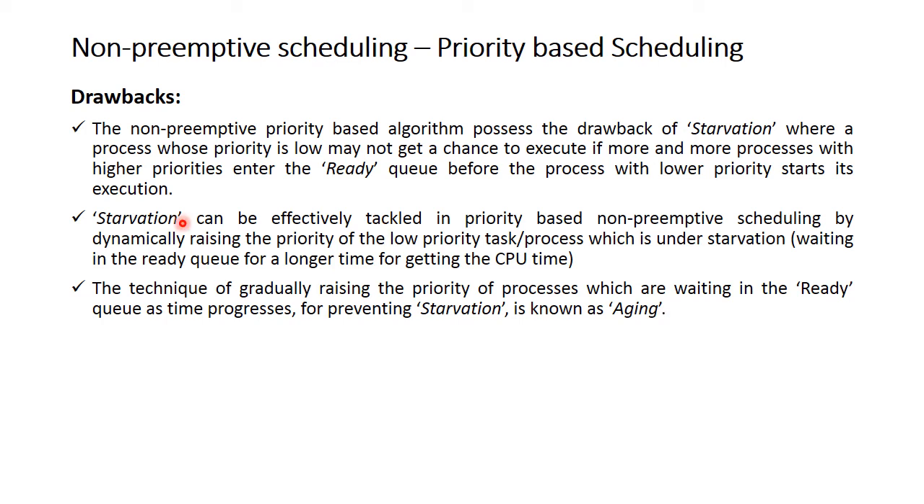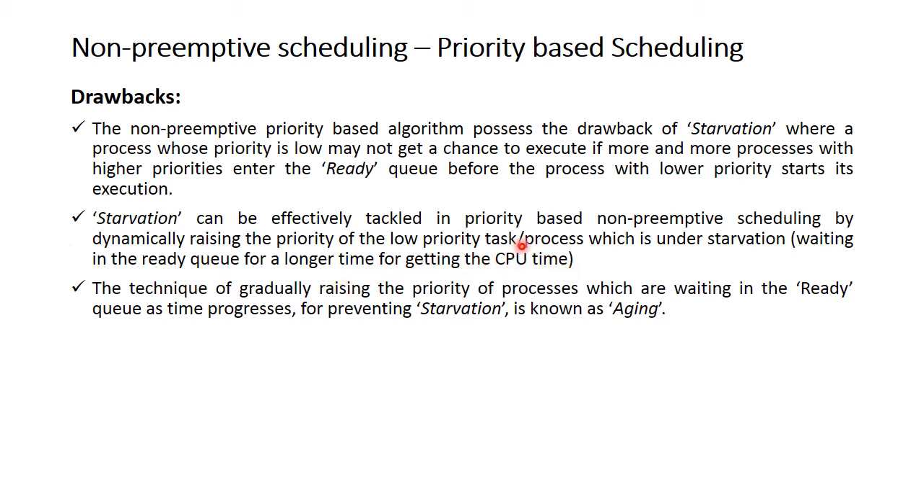So we discussed three topics here. The first one is a drawback: if high priority processes keep on entering the ready queue, the process which is already in the ready queue but has a low priority will not get CPU time for execution. This process is called starvation. This is a problem where the low priority processes will not get CPU time, which results in starvation. Starvation means waiting in the ready queue for a longer time for getting the CPU time.